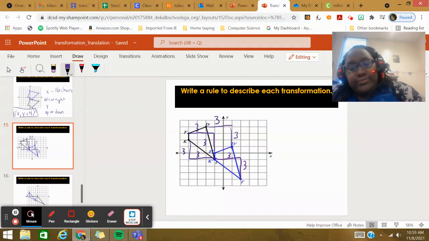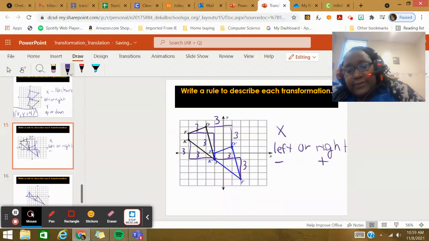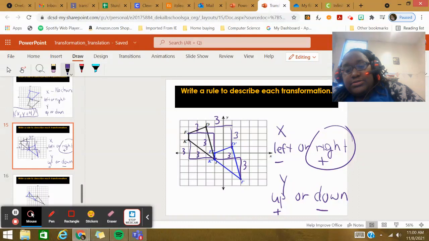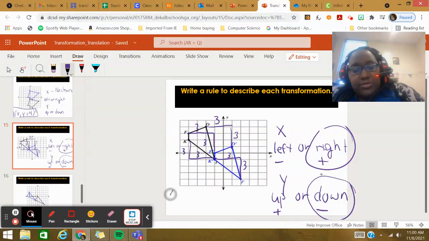So in this case, again, I'm going to reiterate. X goes left or right. To go left, you're going to subtract. To go right, you're going to add. And then Y goes up or down. To go up, you're going to add. To go down, you're going to subtract. So in this case, we went 3 units to the right, which means that I'm going to add, and then we went 3 units down, which means I'm going to subtract. So the rule for this one is x plus 3 and y minus 3.